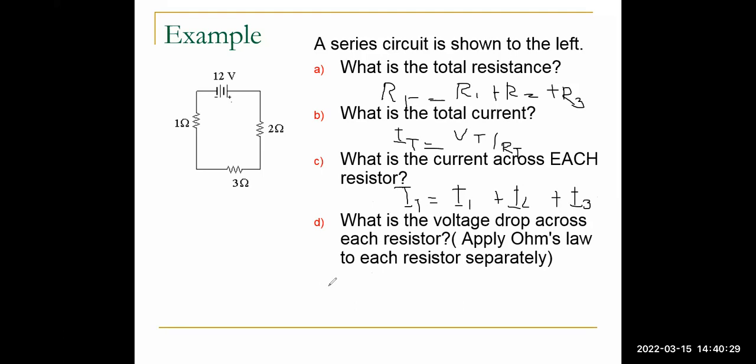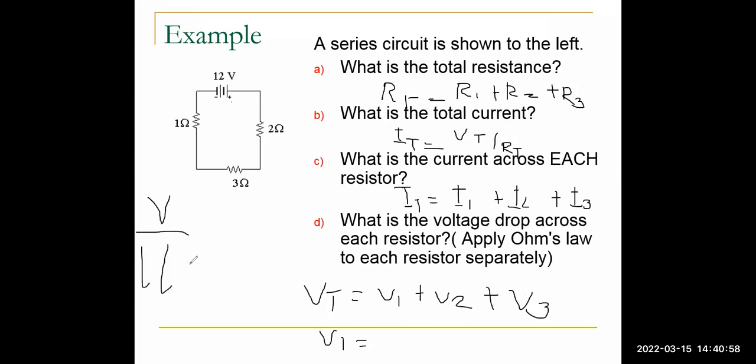Next is voltage drop. So voltage drop is equivalent to V1 plus V2 plus V3. But how do we get the voltage? V1 is equivalent to R1 times... no, the other way around. Using Ohm's law, V equals IR.